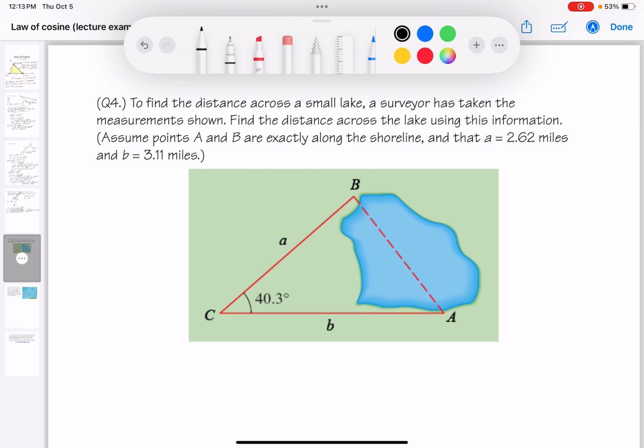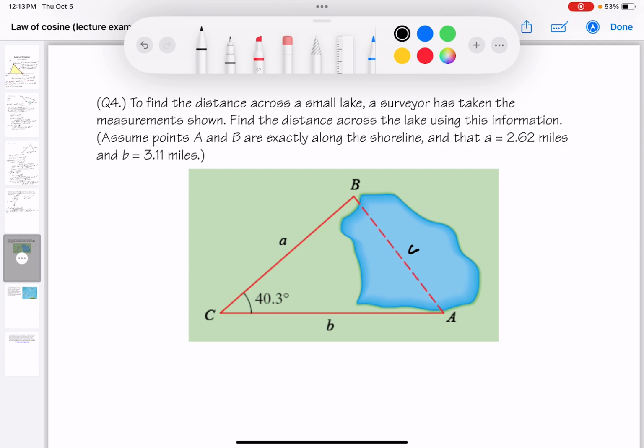I'm moving on to the next problem, which is a surveyor, and I have to read it. It says, find a distance across a small lake. A surveyor has taken the measurements as shown. Find the distance across the lake. So I'm going to say the distance across the lake is going to be length C. And why is that? It's opposite angle C.